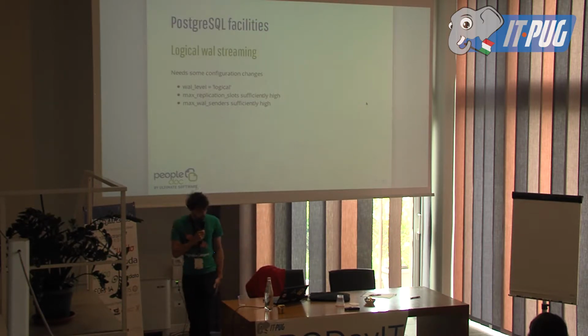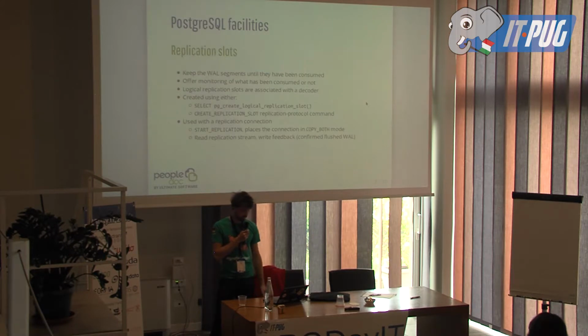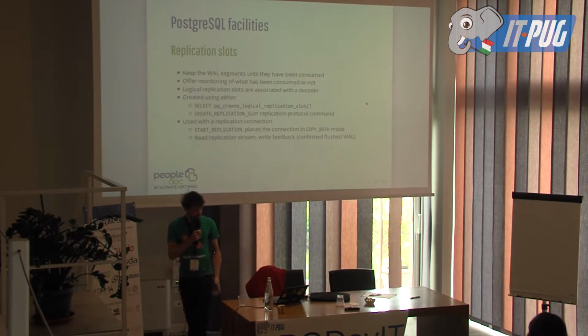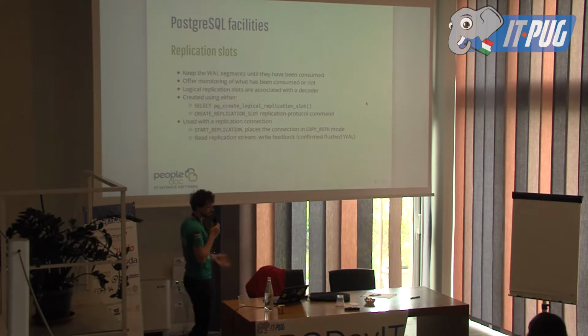So, if you want to use logical WAL streaming, you'll need to tweak the Postgres configuration. Most importantly, WAL level should be set to logical, otherwise you won't have any information in the WAL to perform logical decoding. The second thing is the replication slots. Its primary purpose is to keep the WAL segments until they've been consumed. And it also offers you monitoring of what has been consumed or not. In the case of logical replication slots, you associate a logical slot with a decoder.